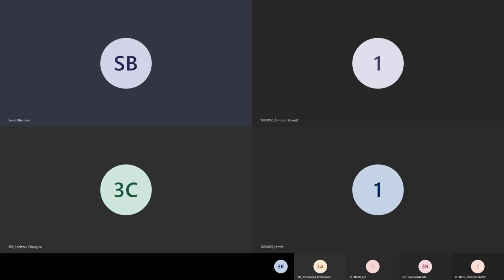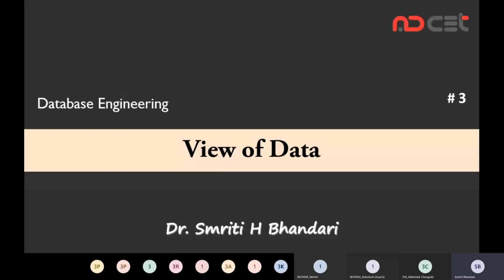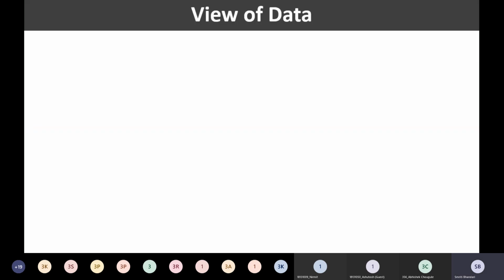In today's session, we are going to deal with the next concept from Unit 1, and that is view of data. We have defined earlier a database management system. How do we define a database management system? It is a collection of interrelated data, and it also has a set of programs that allow users to access, modify and manipulate this data. So this is how we define DBMS, right?